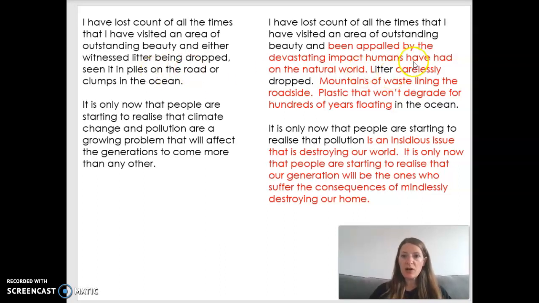Then I've changed the second half of the sentence into separate sentences. Litter carelessly dropped. That 3-word sentence is going to be more memorable. It's going to stand out more because short sentences in fragments can sometimes have more power. Mountains of waste lining the roadside. Notice the original word was piles. Now mountains is hyperbolic, isn't it? So again, I've overemphasised the word choice to add that sense of emotional power.